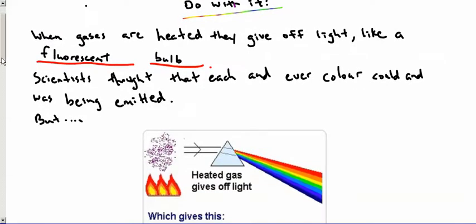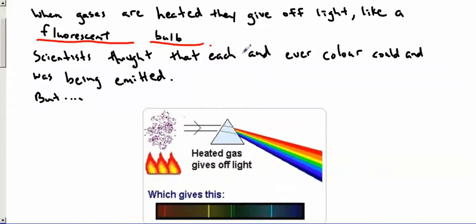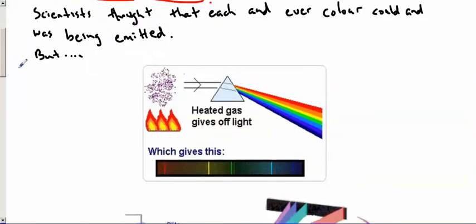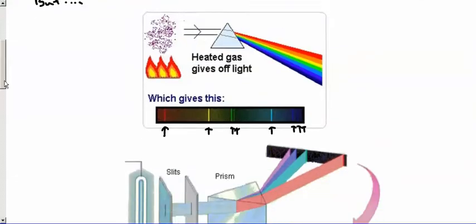Scientists thought that each and every color could be emitted from these gases, but it's not actually true. So here's a gas, we heat it up, light comes out of it, we put it through a prism, which will spread the colors, and what you see here is there's a band of red, a band of yellow, a couple of greens, and some blues for this one. We don't get any colors in here, right? No orange. This was a big surprise to them. Only specific colors.